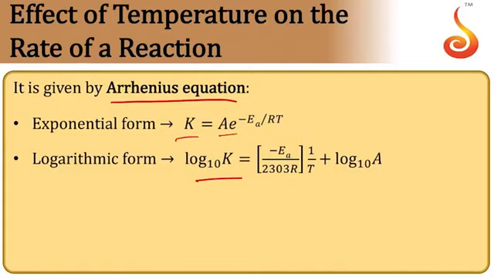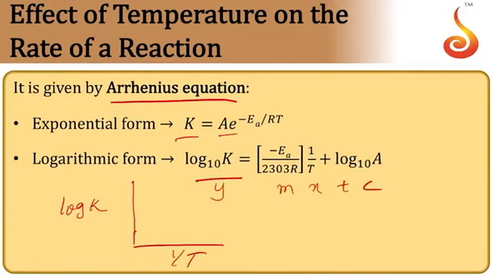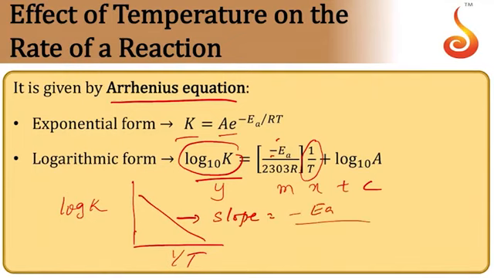When you plot a graph for this, you take log K as Y and 1 by T as X, like y equals mx plus c. So the X axis is the 1 by T value and the Y axis is log K. We get a straight line having a negative slope, because of the negative sign. The slope is equal to minus EA by 2.303 into R.